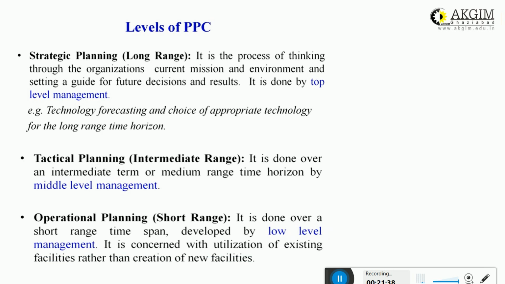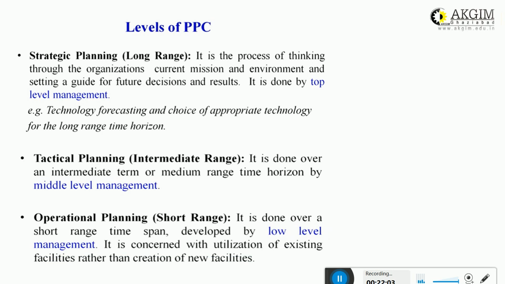And it is done by the top management. For example, technology forecasting and choice of appropriate technology. These are the long-term decisions. So this includes the strategic planning part. Then coming to the tactical planning part, that is intermediate range planning. It is done over an intermediate term or a medium range time horizon for middle level management.